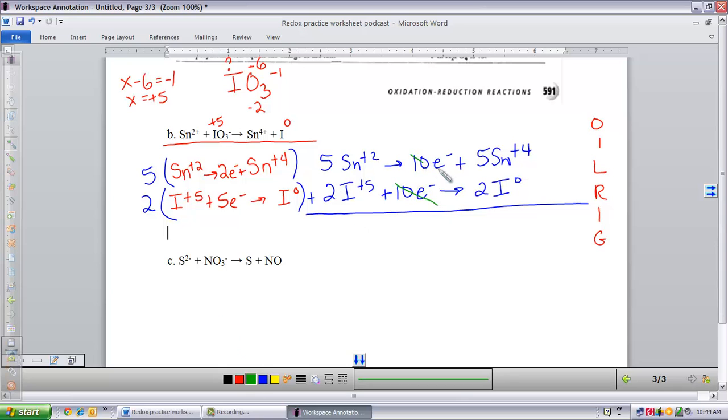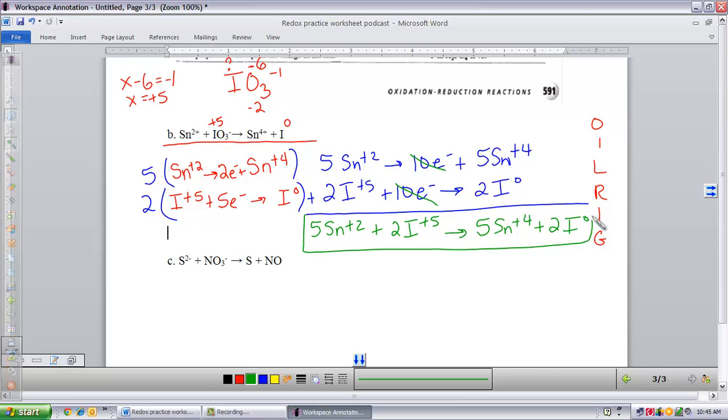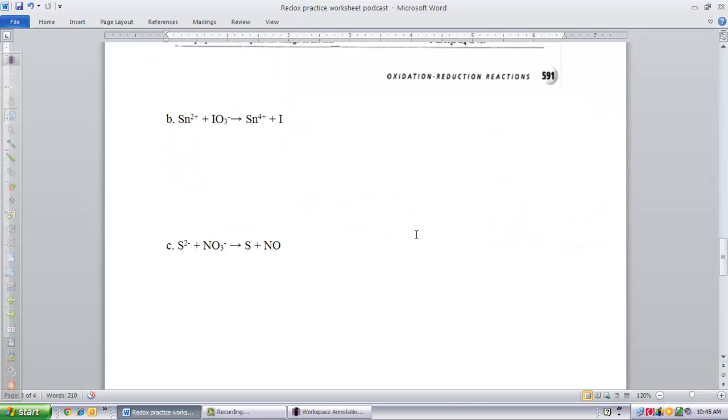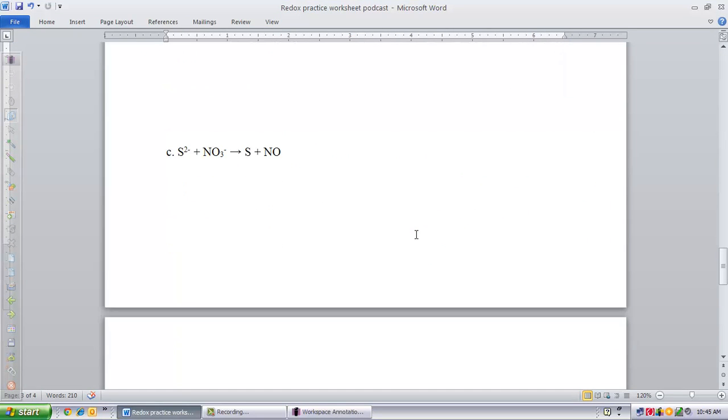If you'll notice, my electrons now cancel. I have the same number being taken as being given, so I can just simplify by saying I have 5 S O twos plus 2 I5s making 5 S O fours and 2 I's. And this is your balanced reaction. Okay, let's try another.